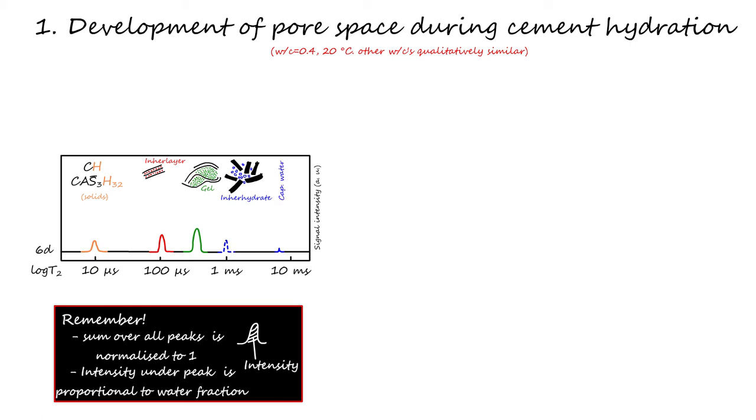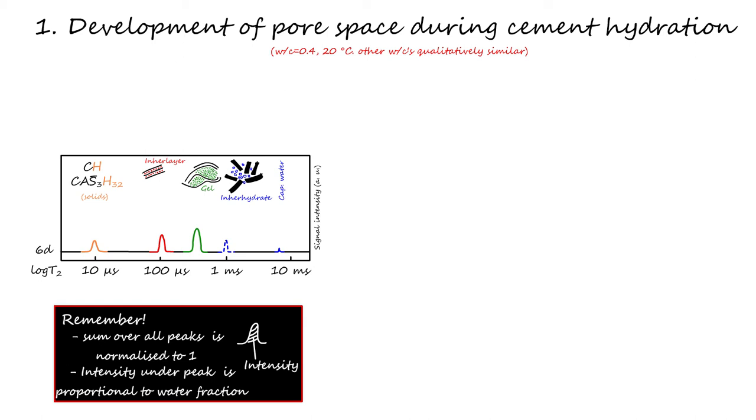The blue peak describes water in larger pores, such as capillary pores. We have already said that this is the hydrogen population after 6 days of hydration. Cement hydration is a dynamic and complex process, so what happens over time? This is what this video is about.